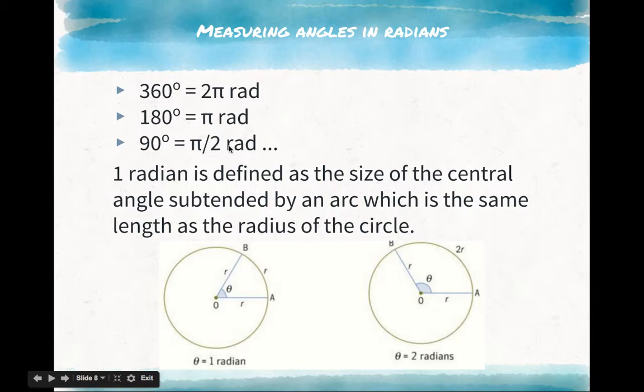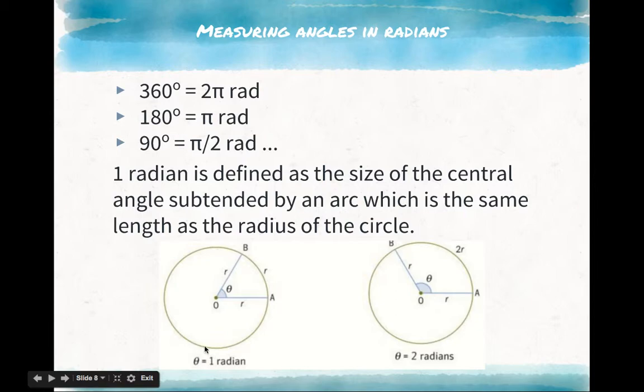Here I'm talking about, what if I scale to 1 radian? So 1 radian is going to be defined as the size of the central angle, so here's the central angle, subtended by an arc with the same length as the radius of the circle. So let me say that again.